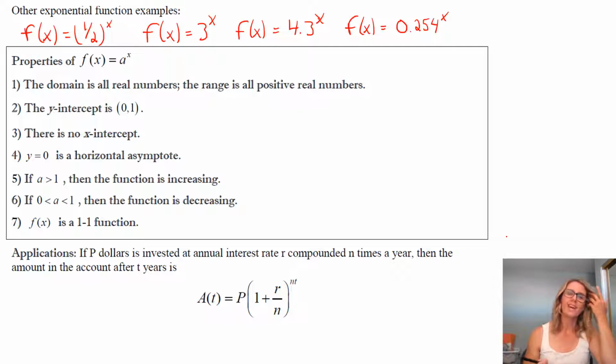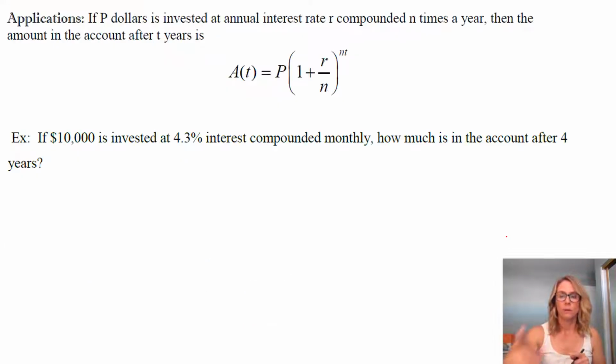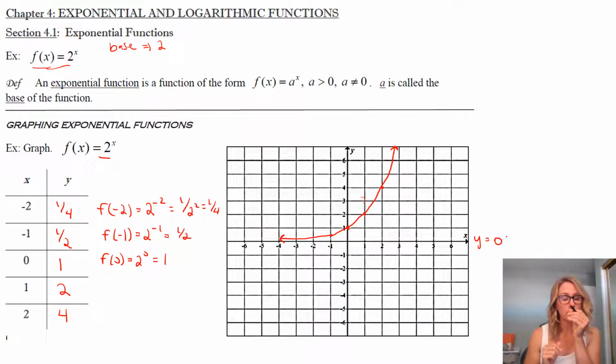You will see that depending on what your a is, the function may be increasing or decreasing. This is an example of an increasing function because the base is 2. So when the base is greater than 1, as you put in larger and larger values of x, your y value is getting larger and larger, so that function's just going to increase.